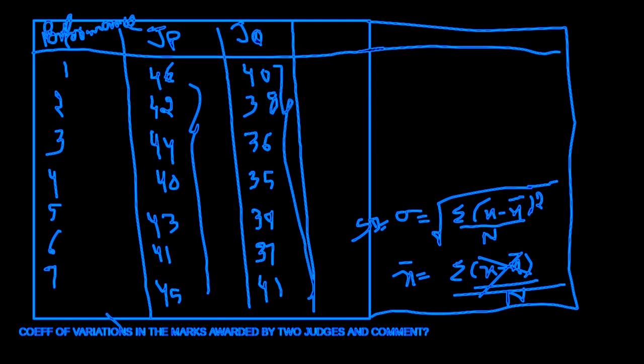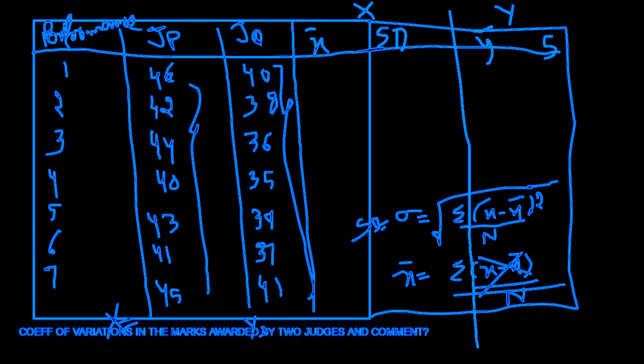Now suppose this is your capital X data, this is your capital Y data. What you need to do is we have to evaluate two values, that is for X data and for Y data. You need to evaluate X bar for this, and you need to evaluate standard deviation for X individually. Similarly, you need to evaluate mean for Y data and standard deviation for Y data. Formula is this only, you know. Evaluate करोगे and you will get the answer.